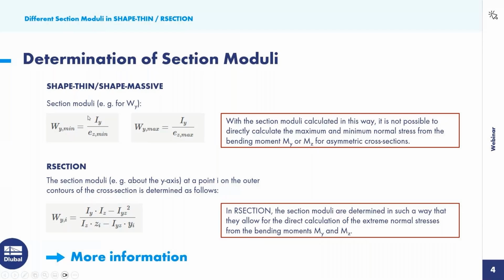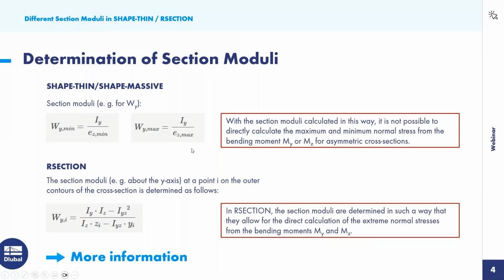For example, in ShapeFin and ShapeMassive, the section moduli is determined by that simple formula. The section moduli is equal to the area moment of inertia divided by the edge distances. And in RSECTION, there's a more complex or more detailed formula. It's more exact, and it's an improvement in RSECTION. And you will get different results.